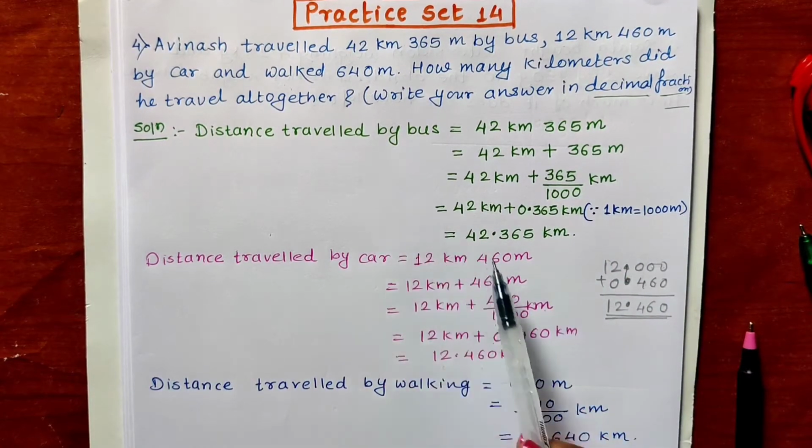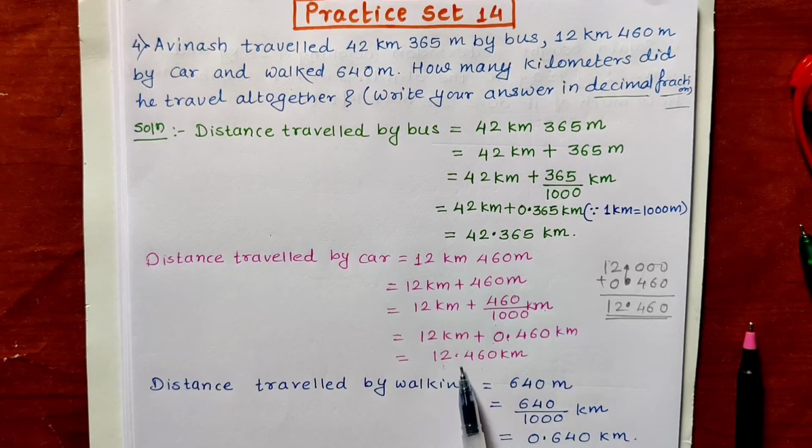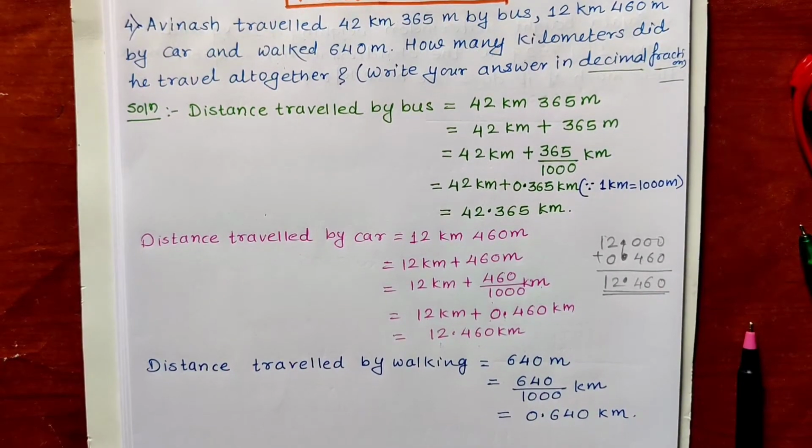First, distance traveled by bus is 42.365 kilometer. Second, distance traveled by car is 12.460 kilometer. Third, distance traveled by walking is 0.640 kilometer. We have to find out the total of the distances. So what do we have to do?